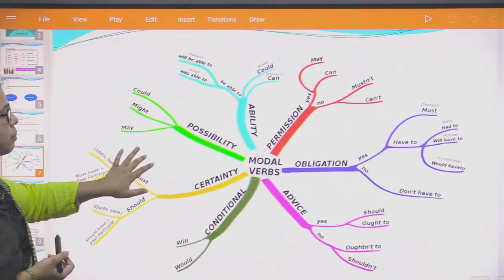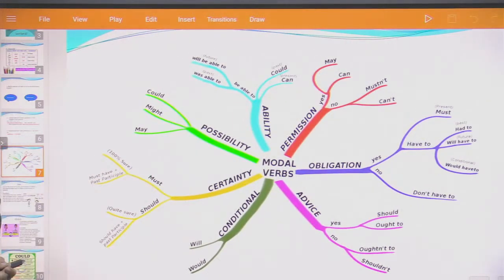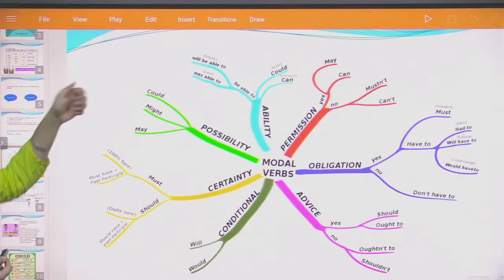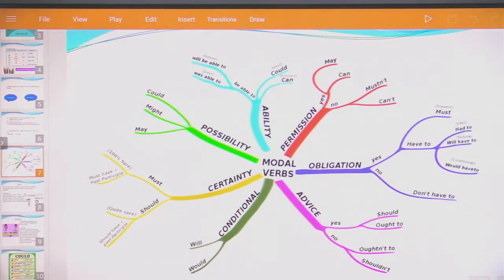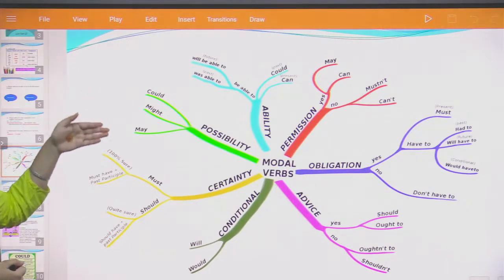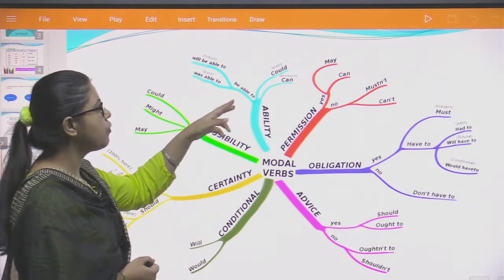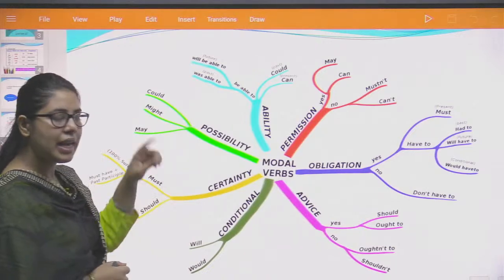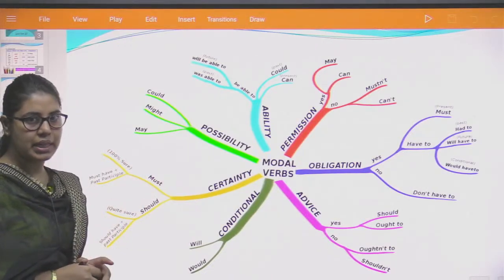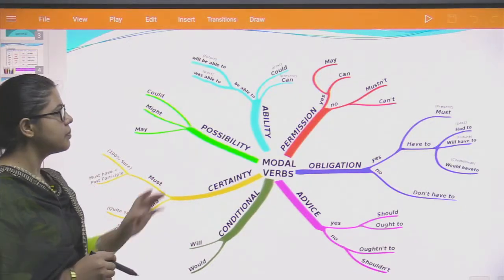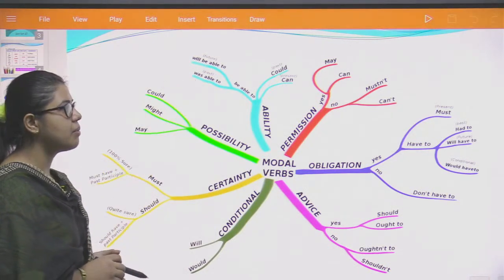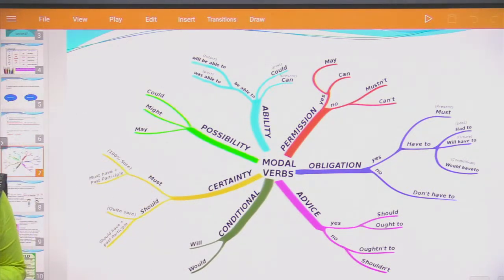Now see this here, possibility. When we are talking about the possibility, these 3 points, we have 3 different modal verbs here: could, might, may. Okay, and when we talk about the ability, for that we can use could in past and can in present to show the ability, students. Okay, so these are the different modal verbs and their purposes. We'll discuss all these in detail also, students.